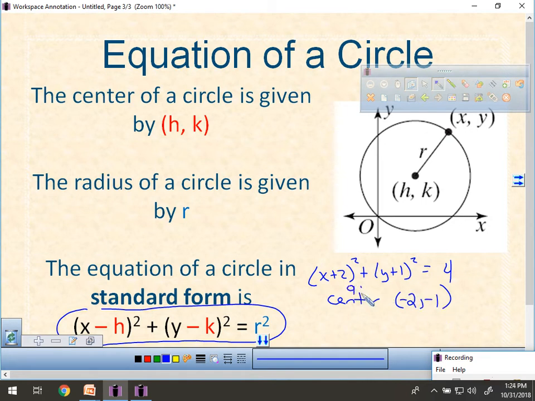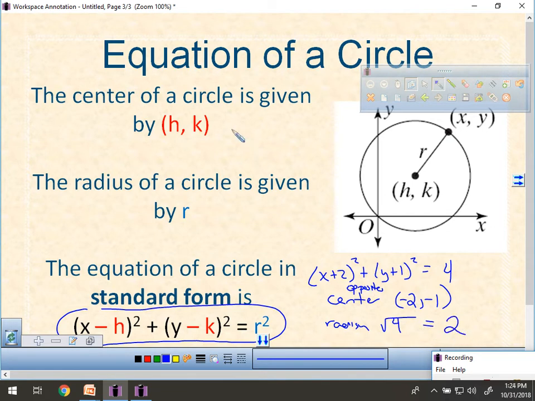So always think opposite of what's in those parentheses. So that's x plus 2, y plus 1. Think opposite. So my center for this equation would be at negative 2, negative 1. The radius is always the square root of that last number, what it's equal to. So the radius of this circle would be the square root of 4. The radius would be 2.